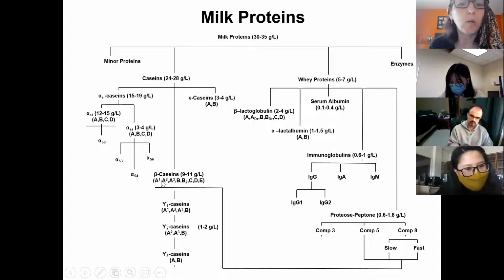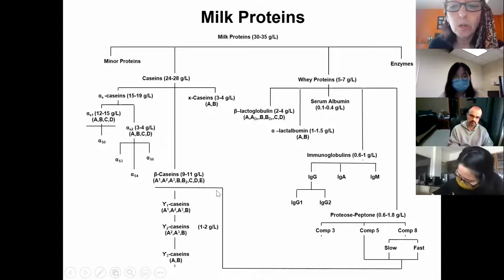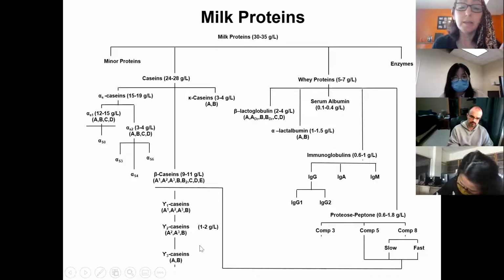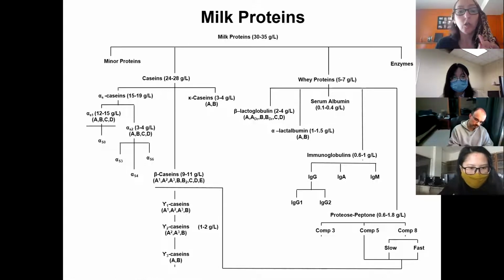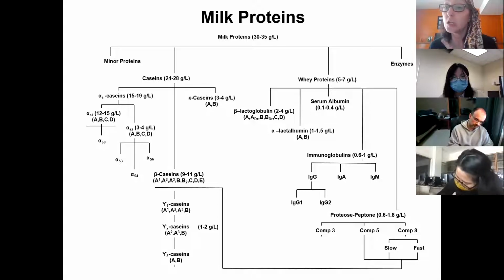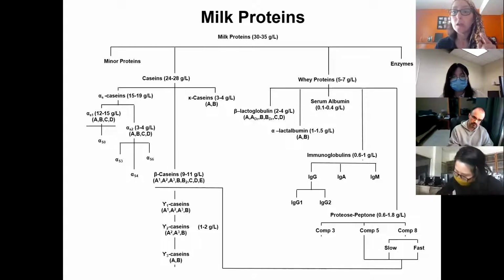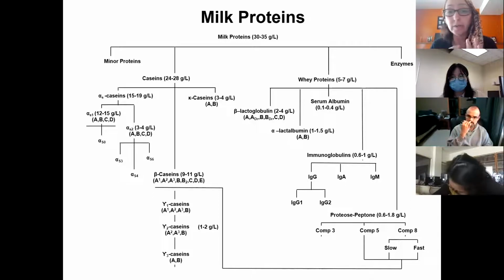You see here beta casein, you have multiple genetic variants, but then you might say, okay, so what's under beta casein? You have these gamma caseins, and then here you have proteose peptone. The gamma caseins and the proteose peptone are breakdown products due to endogenous enzymatic hydrolysis of beta casein. The proteose peptone is soluble, is hydrophilic, so it stays with the whey protein. If we're separating the casein from whey, it winds up in the whey because it is hydrophilic.